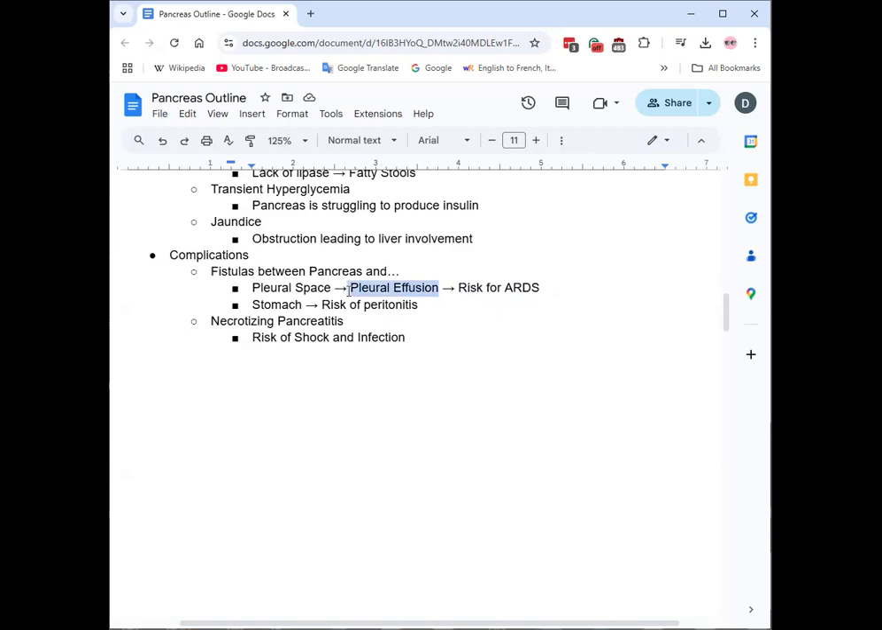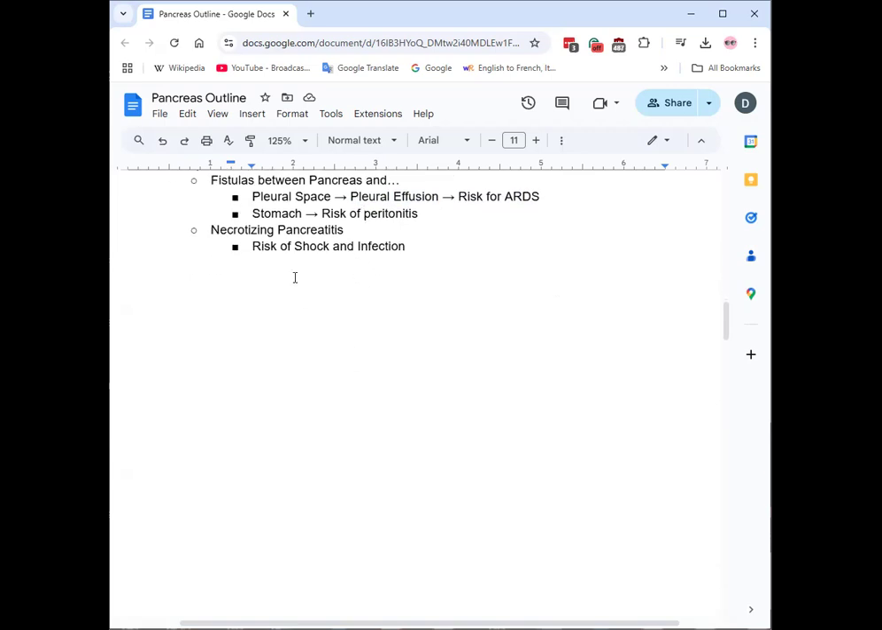So how do we deal with pleural effusions typically? What's an intervention to help with it? Yeah, the drainage. Yeah, the thoracentesis. Perfect. Awesome. And then with the stomach, risk of peritonitis. So that could be something that goes on to sepsis, and then sepsis leads to other stuff.